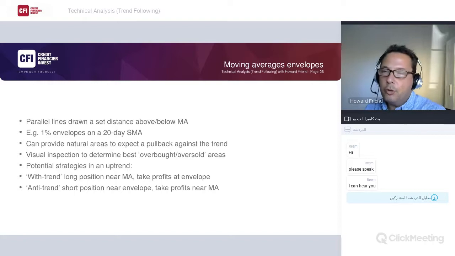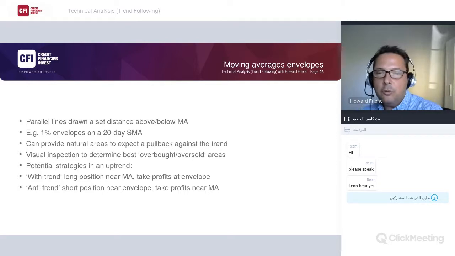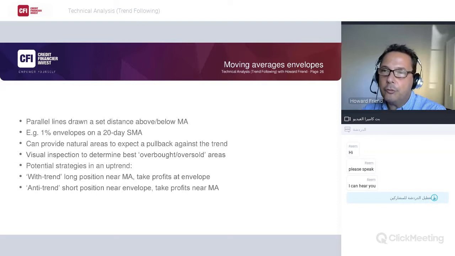Okay, so just to talk a bit more about the envelope. So we're talking about parallel lines drawn a set distance above or below a moving average. So using a 1% envelope on a 20-day simple moving average is one common way to do it. And they can provide some really good areas of support or resistance when we have an established trend. So with regards to overbought, oversold areas, now this is a subject I'm going to be covering on the next webinar when we talk about oscillators and whether the market is overextended. The way to do this would be to use visual inspection in many cases.